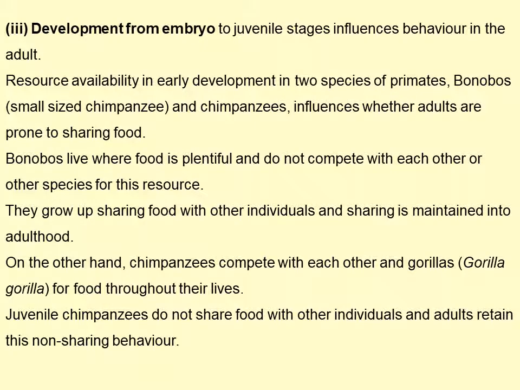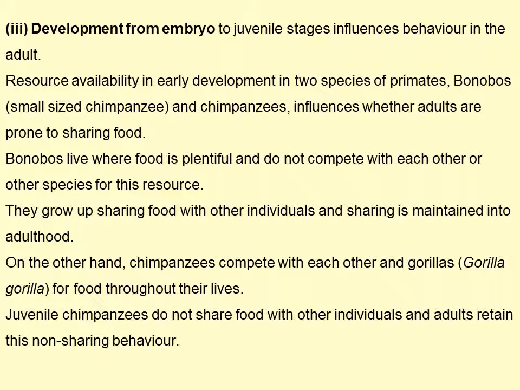Development from embryo to juvenile stages influences behavior in the adult. Resource availability in early development in two species of primates, bonobos, that is a small sized chimpanzee, and chimpanzees, influences whether adults are prone to sharing food. Now, what response is shown by an individual at a juvenile or young stage is not necessarily shown in adulthood, though it can be; both things can be there. So, the example given here is of bonobos, a small sized chimpanzee, and the normal chimpanzee.